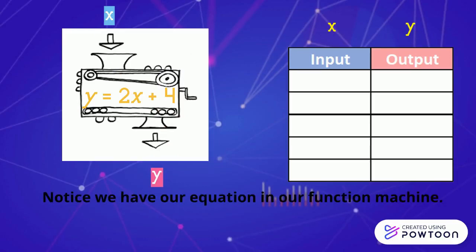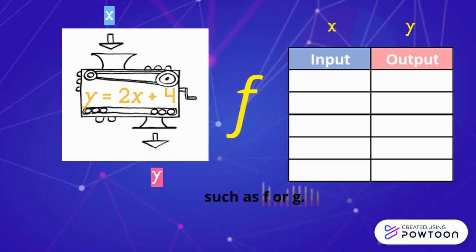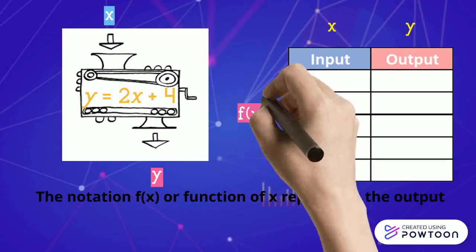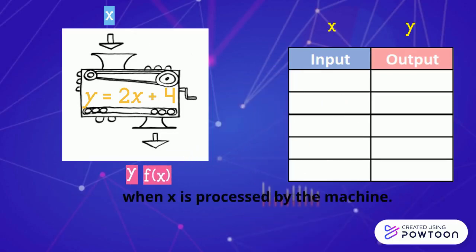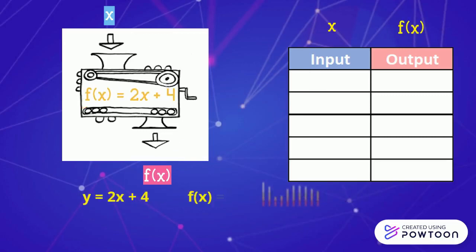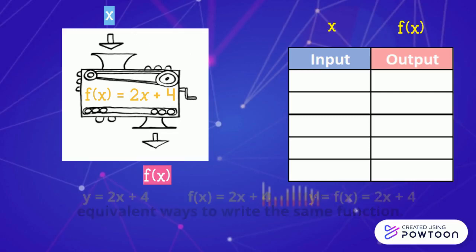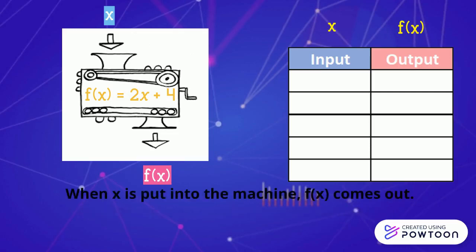Notice we have our equation in our function machine. Well, a function can be given a name that can be a letter such as f or g. The notation f of x, or function of x, represents the output when x is processed by the machine. In this notation, f of x replaces y, so y equals 2x plus 4 and f of x equals 2x plus 4 are equivalent ways to write the same function. When x is put into the machine, f of x comes out.